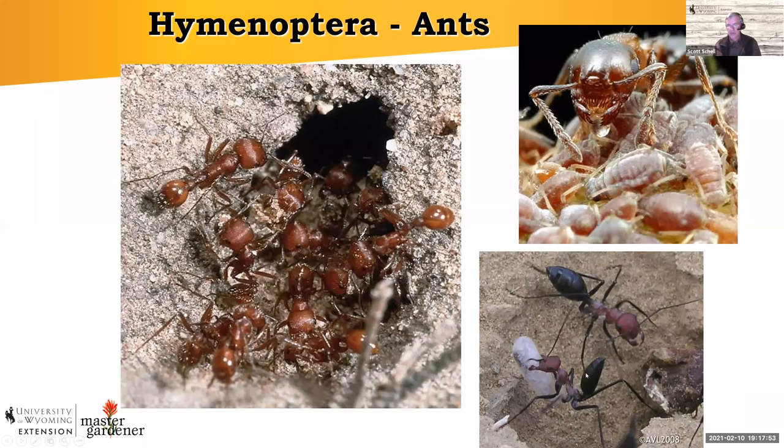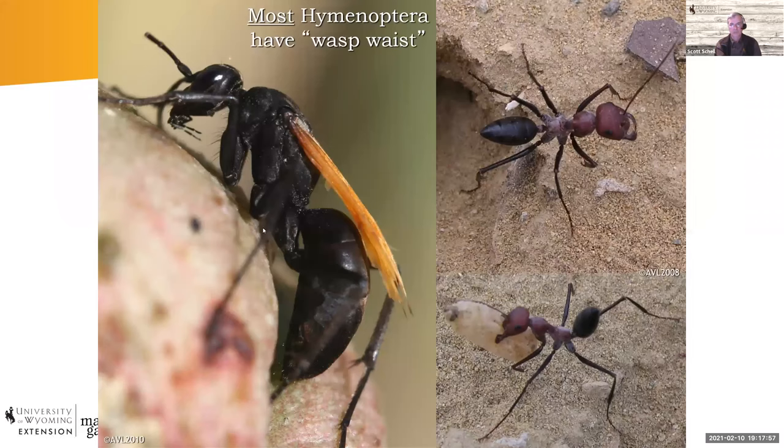The other thing that helps distinguish the ants is this wasp waist. So on ants, they have a pedicel that can have either one hump or two, and that distinguishes their subfamily.